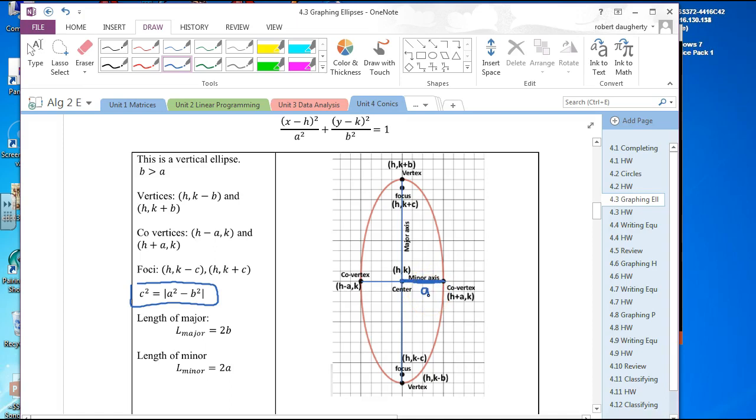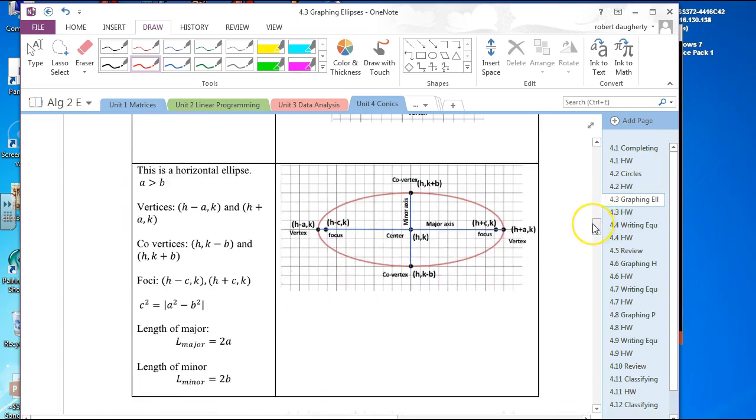How long is the minor axis? 2A. So that's where the minor axis here is 2A. And if this distance from here to here is, what's this distance from here to here? That's B. How long is the major axis? 2B. Okay. So nothing much changes when I go to a horizontal ellipse.